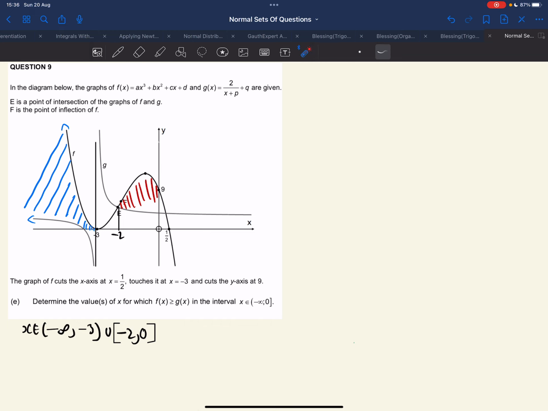So basically this is the answer they're looking for. The first step was to identify where f of x is bigger than g of x, which is this part there and those parts there. All right, hopefully that's understandable.